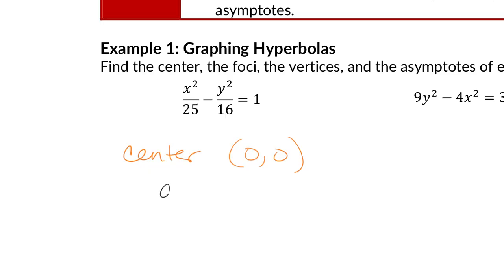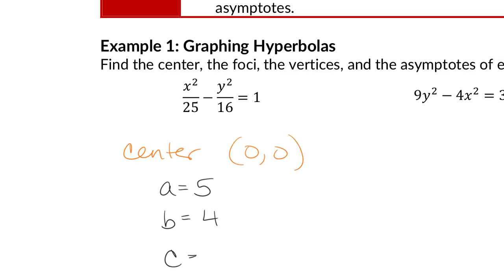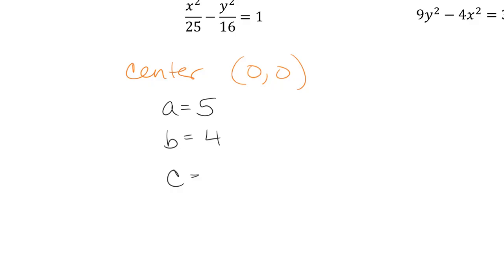So what is the a value here? It's 5. Why is it 5, not 25? The square root, very good. So what's b? 4, nice. And how do we find c? a squared plus b squared equals c squared. So if we solve for c, that means we're square rooting both sides. So this is going to be 25 plus 16. 25 plus 16 is 41, and we can't take the square root of 41, so we leave it like that.